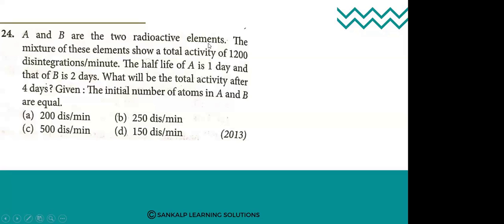Yes, see here. A and B are the two radioactive elements. So you have two radioactive elements, one is named as A and the other one is named as B. The mixture of these elements show a total activity. The half-life, T half of A is 1 day, and that of B is 2 days. What will be the total activity after 4 days?